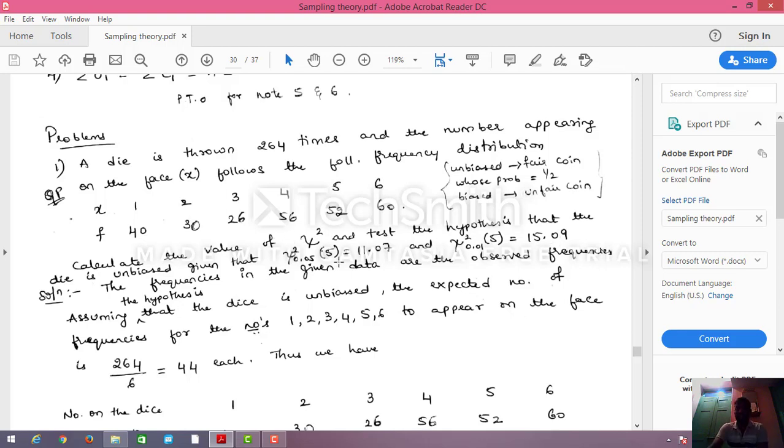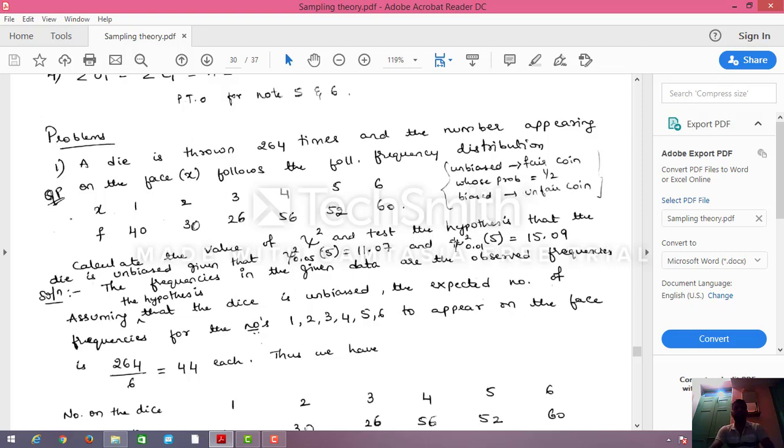See, here chi-square for 5 they have given. Why 5? A die is tossed with 6 outcomes. This 5 denotes the degrees of freedom. Why is it 5? Here n equals 6, and degrees of freedom is n minus 1, which is 6 minus 1, that is 5. That's the way the degrees of freedom for the 5% and 1% levels of significance are given.